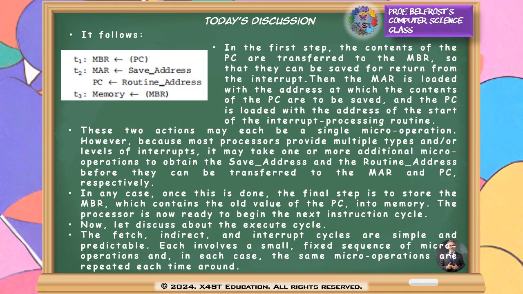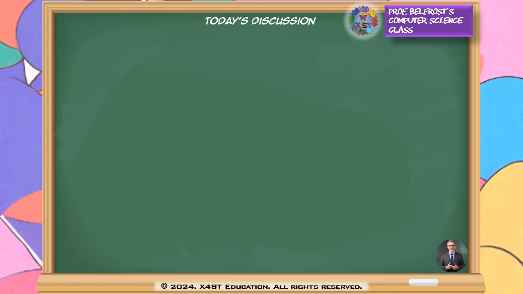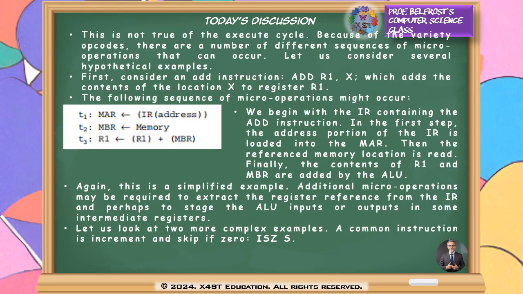So the fetch, indirect, and interrupt cycles are simple and predictable. Each involves a small fixed sequence of micro-operations, and in each case, the same micro-operations are repeated each time around. But now we are explaining the execute cycle. This is not true for the execute cycle. Because of the variety of opcodes, there are a number of different sequences of micro-operations that can occur. Let us consider several hypothetical examples.